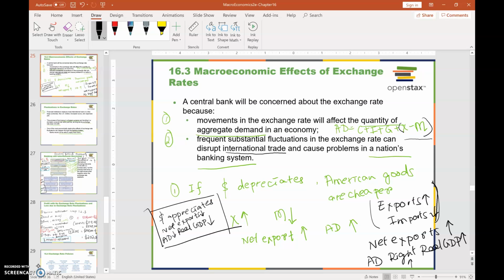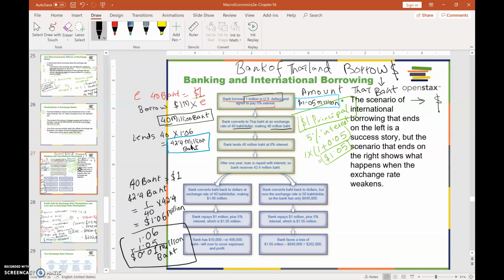I had the opposite effect when dollar appreciates. This causes net exports to go down and aggregate demand to decrease and real gross domestic product to decrease. Now let's look at borrowing and exchange rate fluctuations.